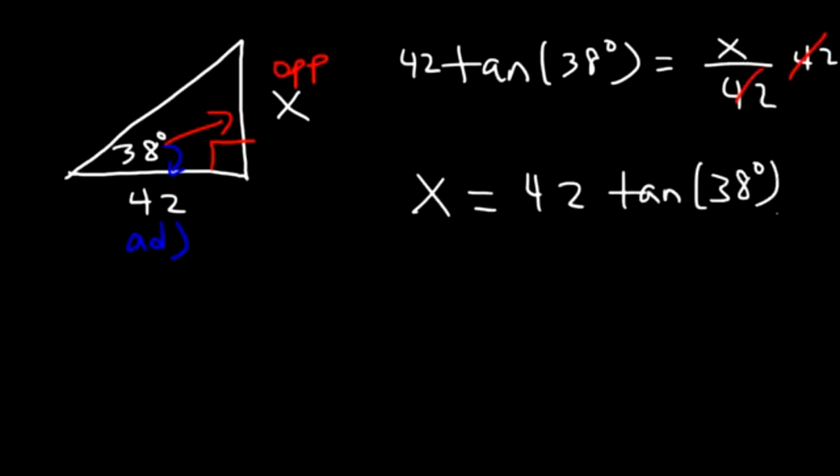So we need to use the calculator to get this answer. And make sure your calculator is in degree mode. So tan 38, which is 0.7813, and let's multiply that by 42. So this will give you an x value of 32.8.